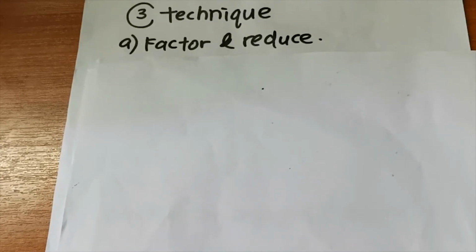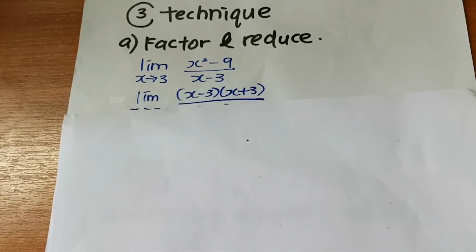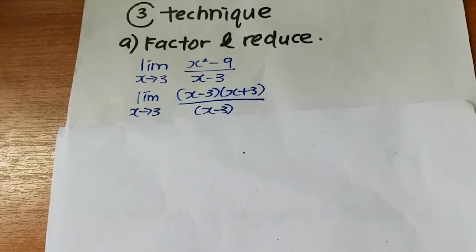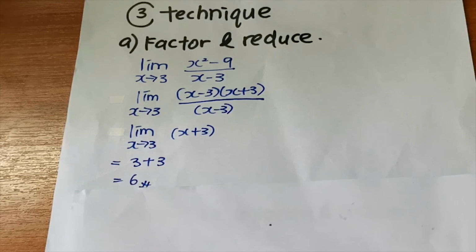First, factor and reduction. This one is the example question. We open the x squared minus 9 into factors and cancel each other. And finally, we substitute x with 3 and we will get the answer.